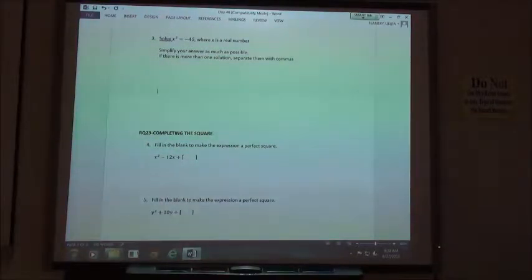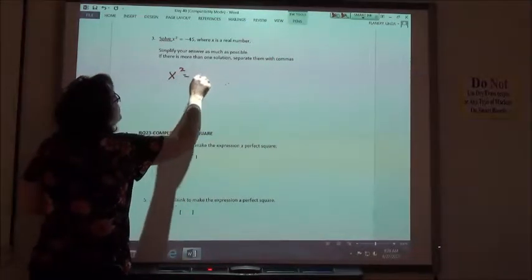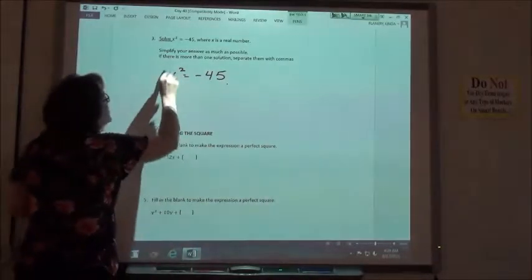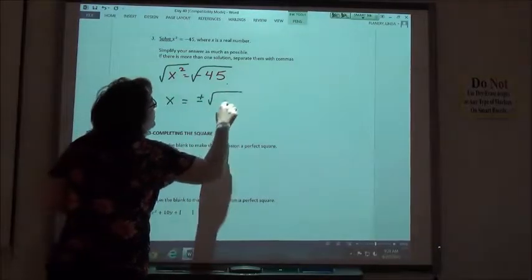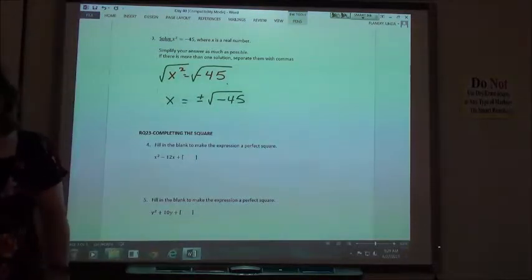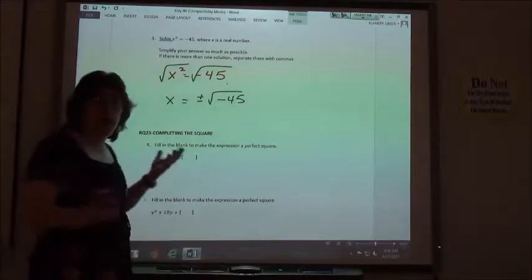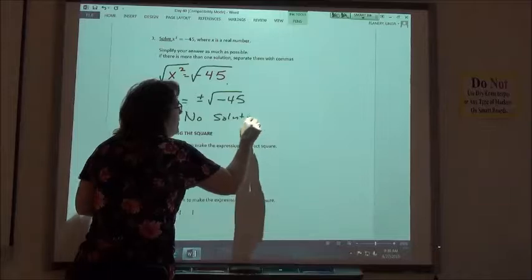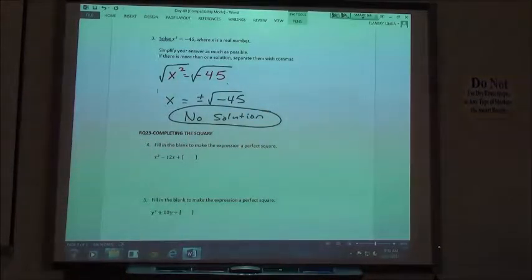So number 3 says x squared equals negative 45. If I do x squared equals negative 45, and I apply my rule and take the square root of both sides, x is going to equal plus or minus the square root of negative 45. However, you can't take a square root of a negative number. The square root of a negative number is an imaginary number, which we'll get to when you take college algebra. So in this case, we can't do it. So our answer is going to be no solution.